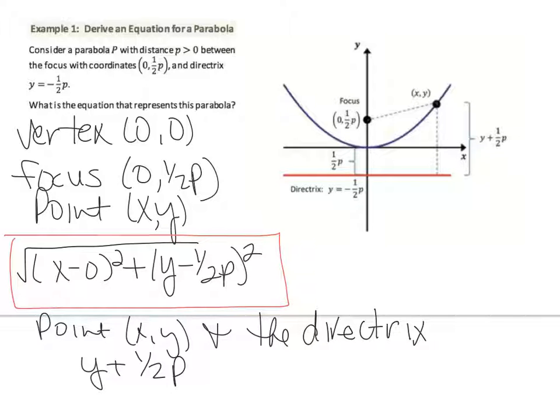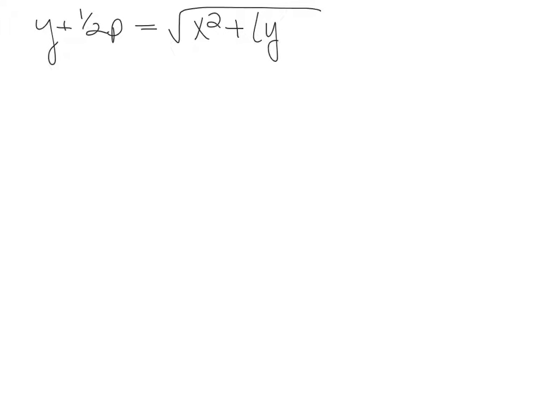Let me box that. Since those two distances are equal, we set them equal to each other and solve, which I'm going to do on the next page. So I have y plus 1/2 P equals the square root of x squared plus y minus 1/2 P squared. Let's go ahead and square both sides.